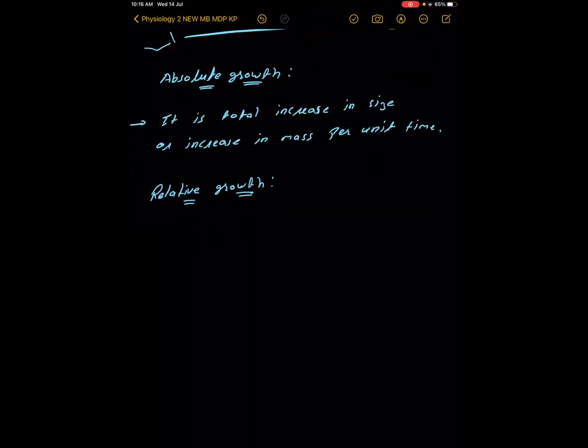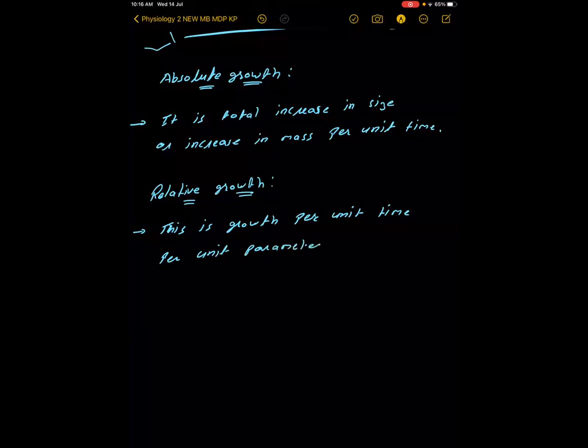So relative growth means growth per unit time per unit parameter of growth. That is called relative growth.